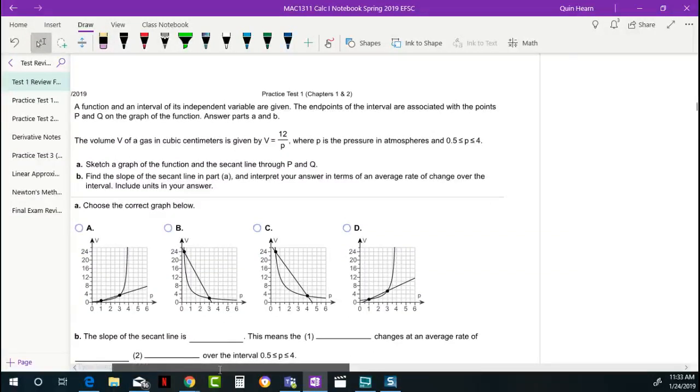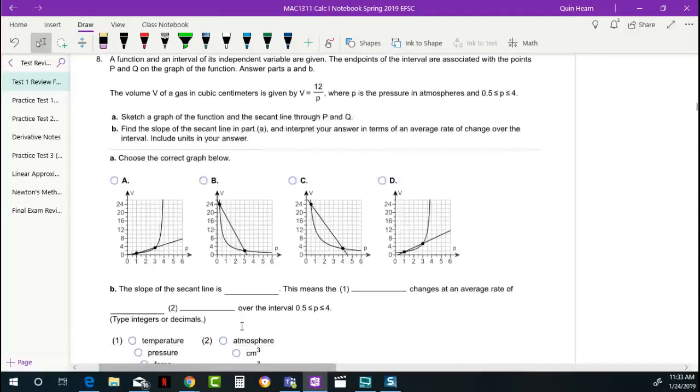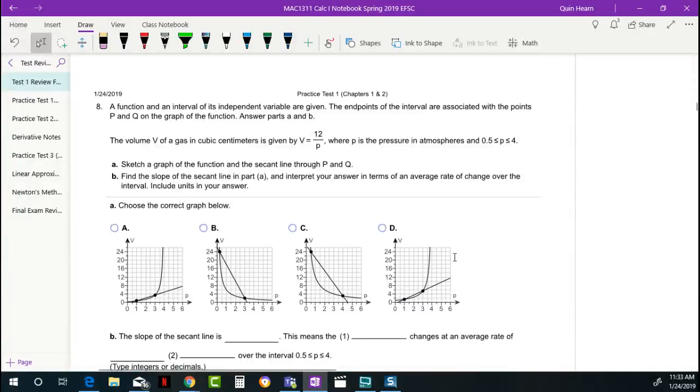Okay, another concept that's kind of leading up to calculus is secant lines and how they represent an average rate of change. So let's talk about that.